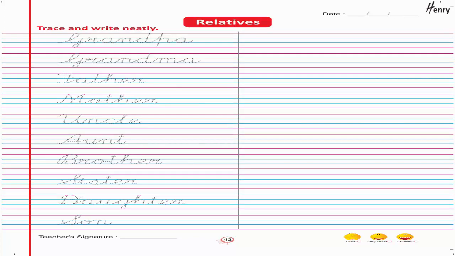Relatives. Trace and write neatly. Grandpa, Grandma, Father, Mother, Uncle, Aunt, Brother, Sister, Daughter, Son.